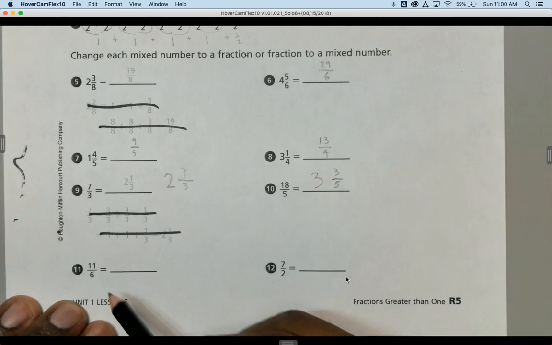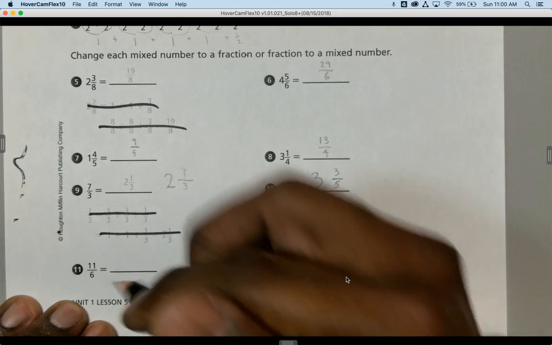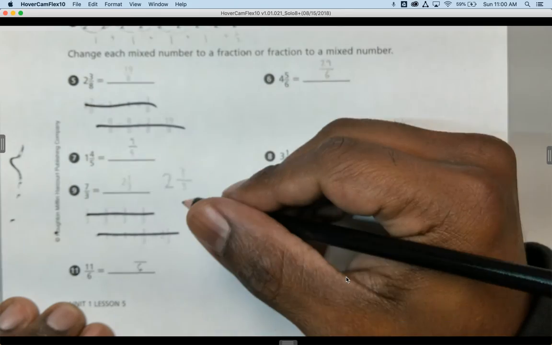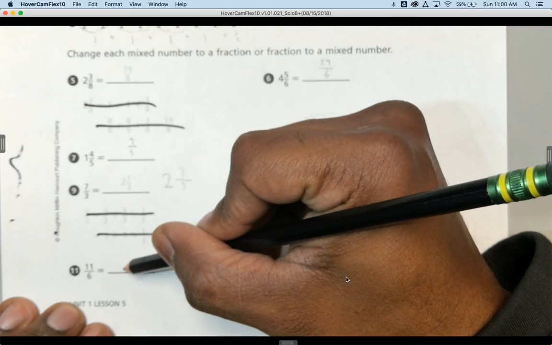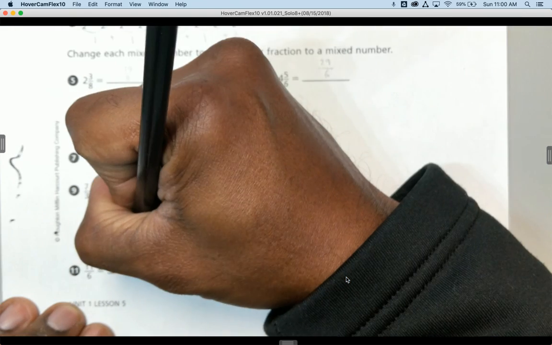Number 11. 6 goes into 11 one time without going over. 11 minus 6, the difference between 11 and 6 is 5. That's my numerator.